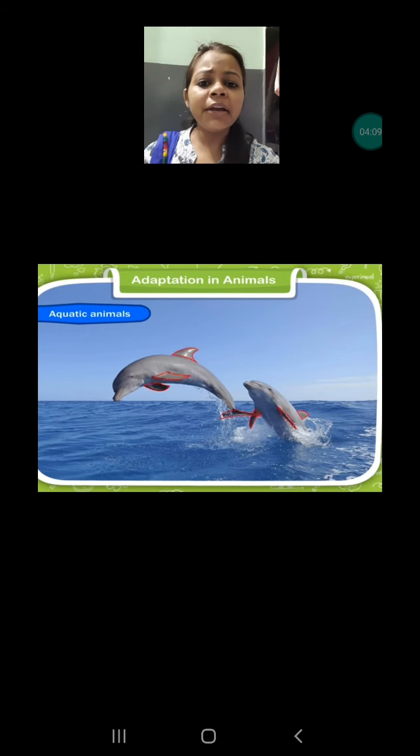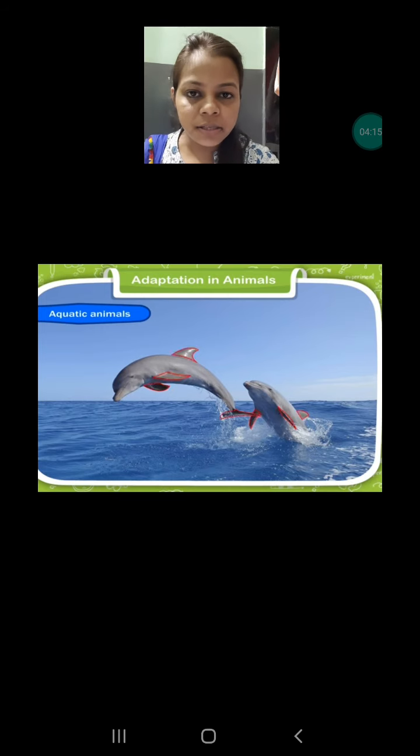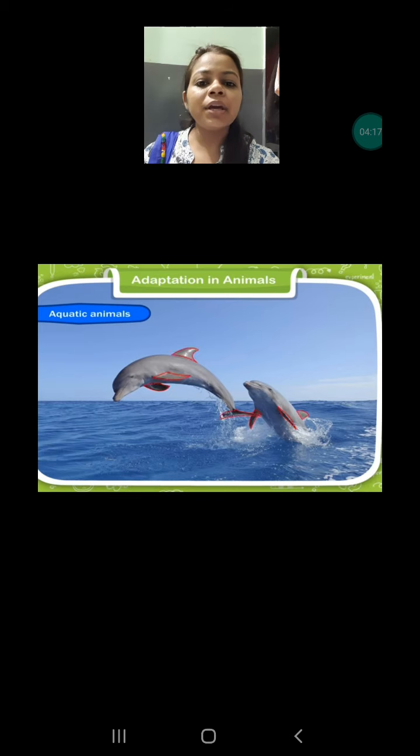Here you are seeing the red mark on the body of the fish. They are called fins. These are also adaptations which help them swim in the water. The structure of their tails also helps them swim very fast and survive under the water. So these are some of the adaptations that make it easy for them to survive in the water.